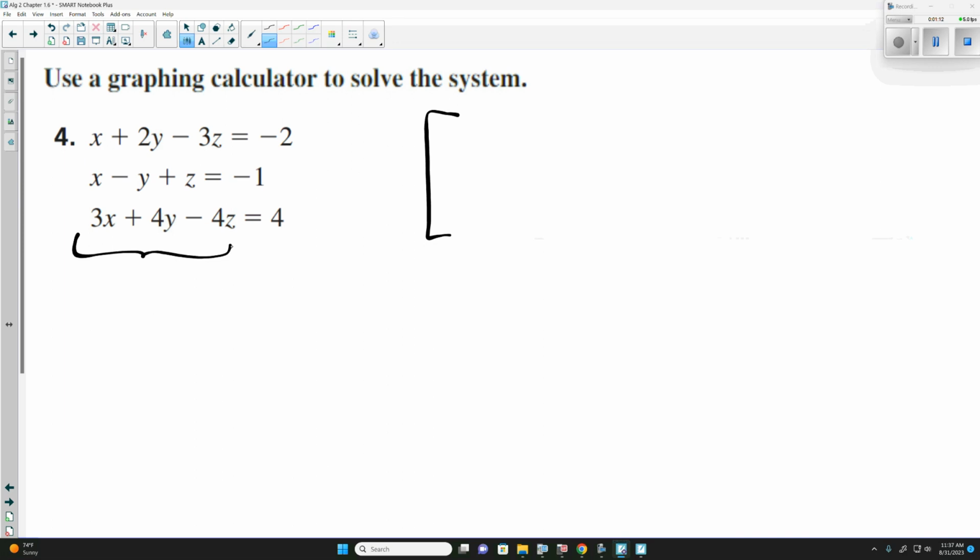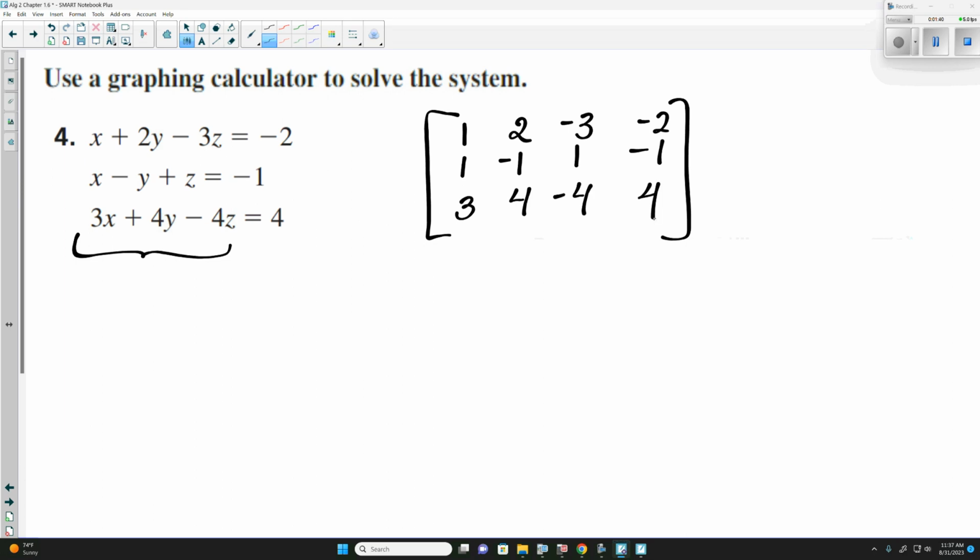And when we write the augmented matrix, we take the numbers in front of each variable and plug them in. So the number in front of x is 1. The number in front of y is 2. The number in front of z is -3, and then -2. Then we can do the next equation. So 1, -1, 1. Questions on how we set this up?